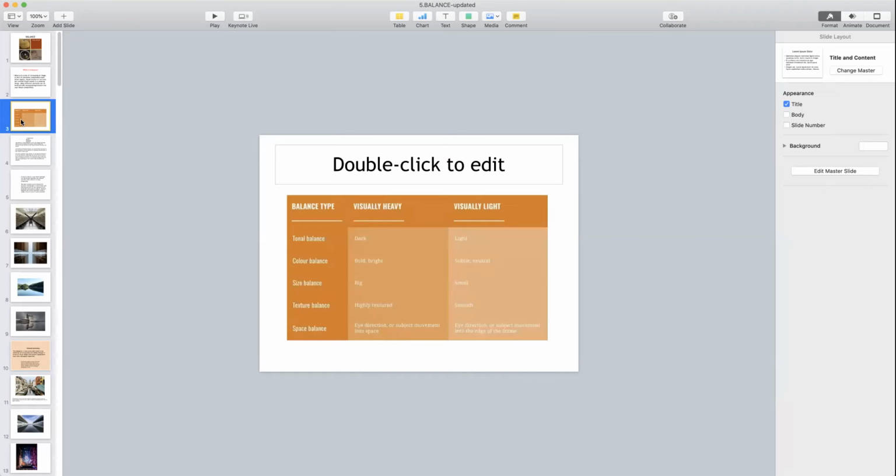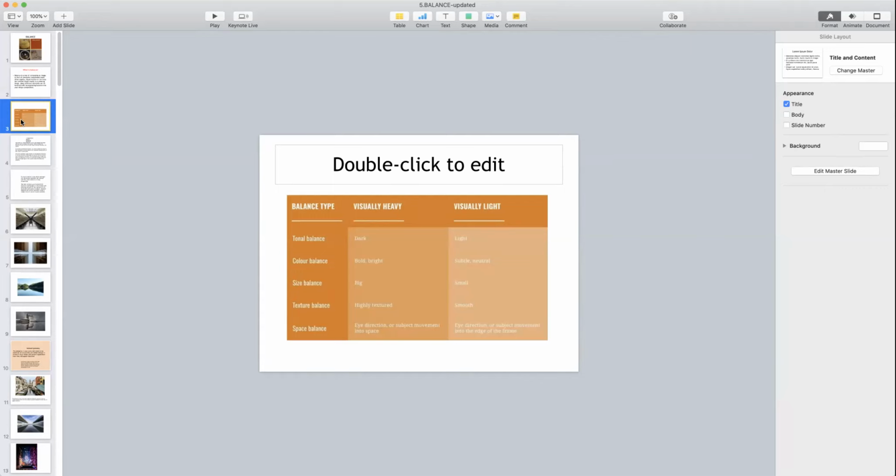Just one quick table I found somewhere on the net, so I thought I'll include that. It quickly says balance types are tonal balance, then there's color balance, then size balance, texture balance and space balance. So we will talk about them also. At the same time, we will talk about a couple more things which are not given in this quick reference kind of thing.